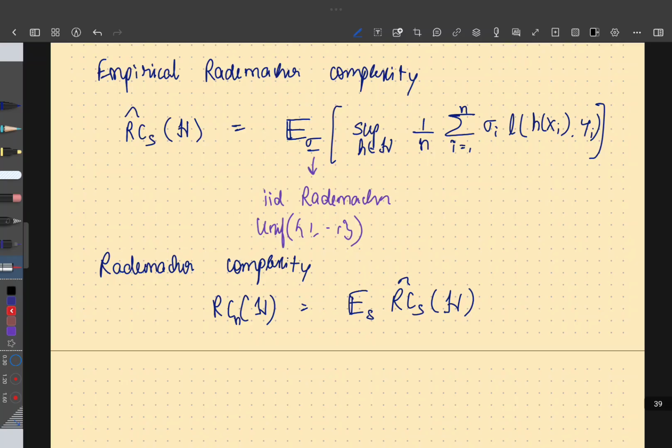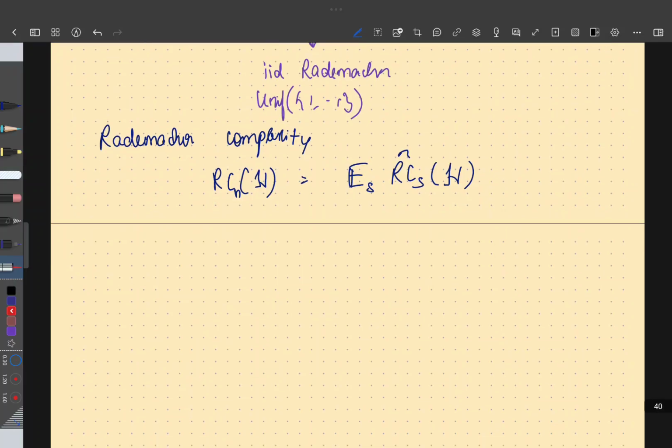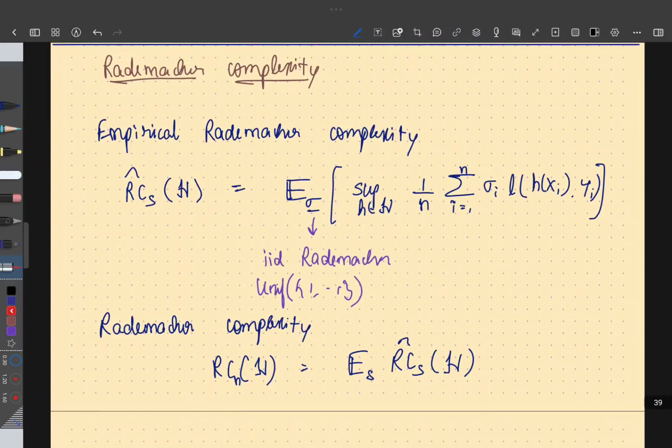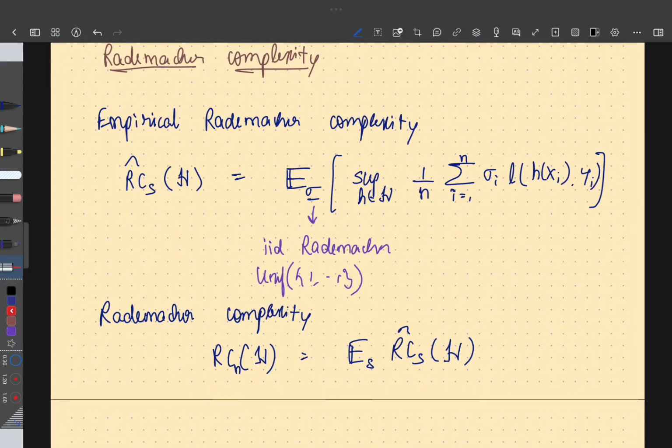Okay, that's a high level intuition for the Rademacher complexity, or why it should represent the complexity of a hypothesis class. It's still not clear why this is the right measure of complexity, but intuitively it is some measure of complexity of the hypothesis class. Okay, so the loss function could be anything. This definition makes sense irrespective of what the loss function is.